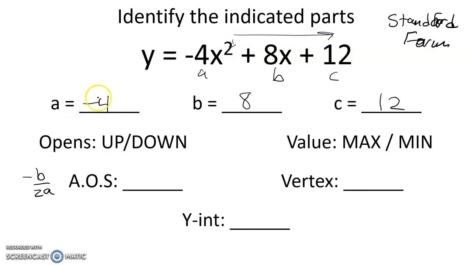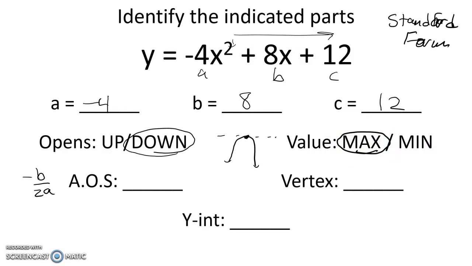Opens up or down, all I'm looking at is my a value. I don't even care what number it is. It's negative, so I know it's going to open down, which means it's going to have a high point right here. It's going to look something like this. This high point tells me I'm going to have a maximum value. So if it opens down, I have a max value.